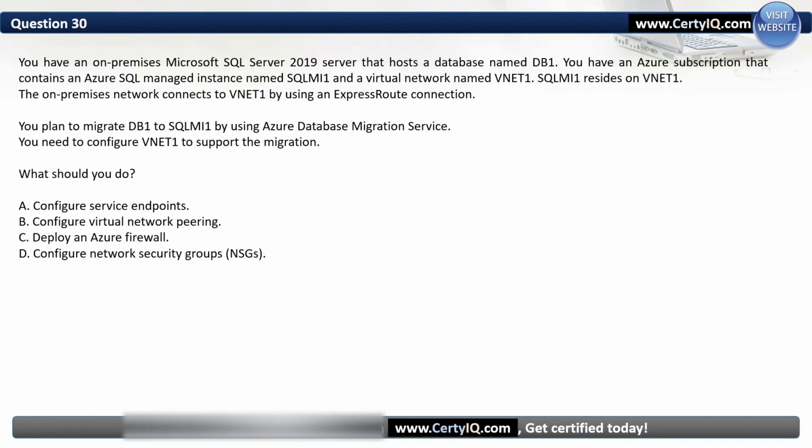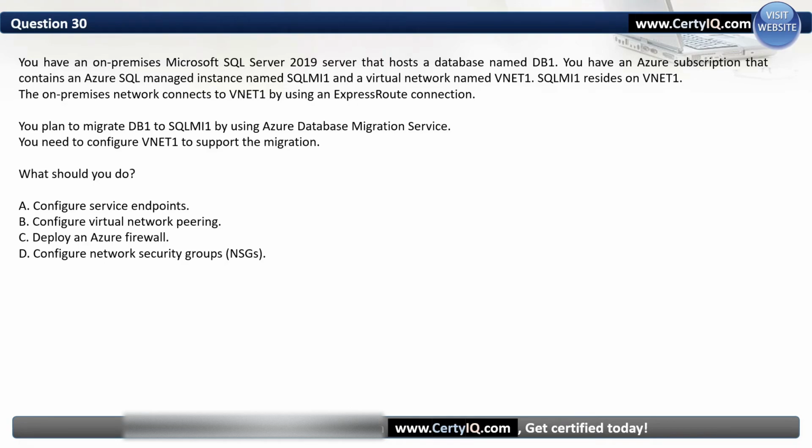Question 30. You have an on-premises Microsoft SQL Server 2019 server that hosts a database named DB1. You have an Azure subscription that contains an Azure SQL managed instance named SQLMI1 and a virtual network named VNet1. SQLMI1 resides on VNet1. The on-premises network connects to VNet1 by using an ExpressRoute connection. You plan to migrate DB1 to SQLMI1 by using Azure Database Migration Service. You need to configure VNet1 to support the migration. What should you do?